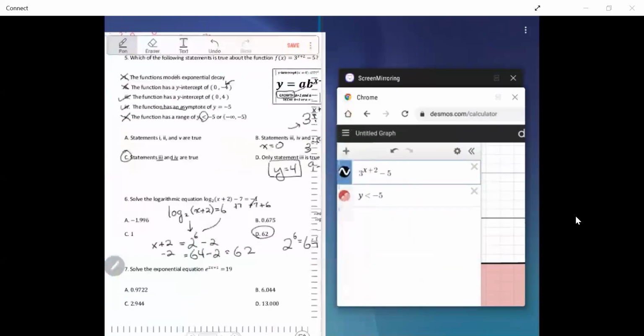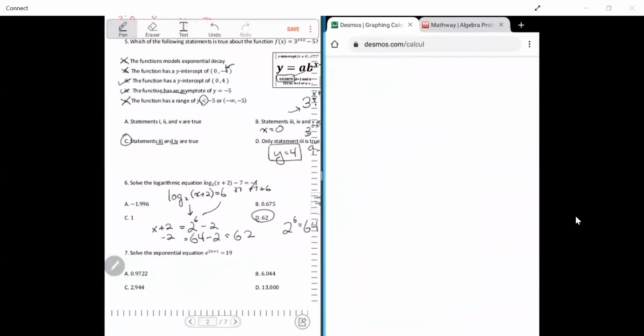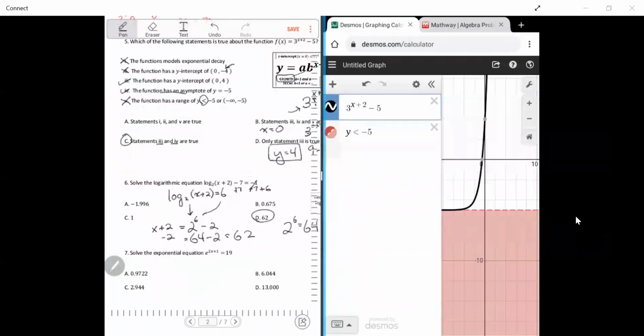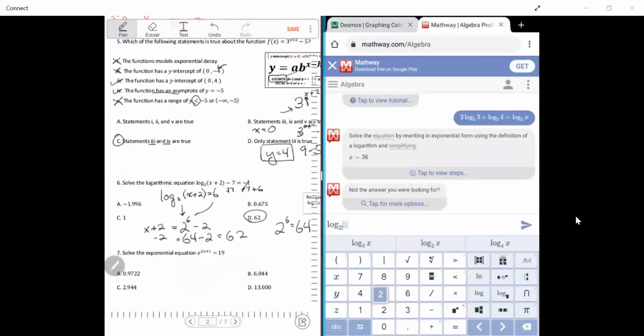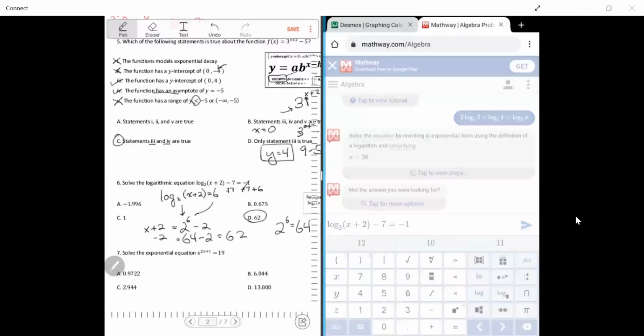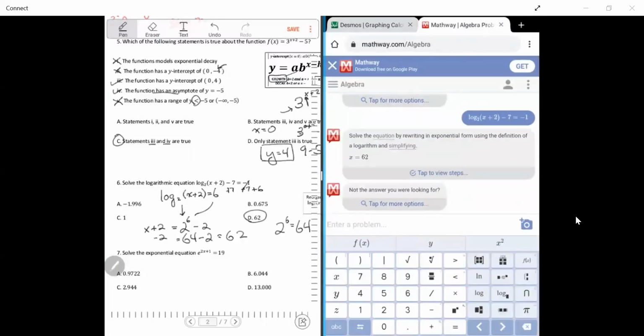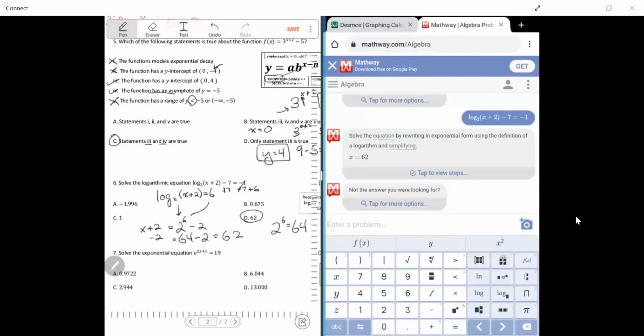Let's check our answer before we commit to it. Go back to our Mapper calculator, and we're going to say log 2. Like I said, I think this is actually a little slower. X plus 2 subtract 7. Of course, you can be much faster putting this in there. Equals -1. And we hit enter. And it tells us the answer is 62. So, in fact, our calculation was good.